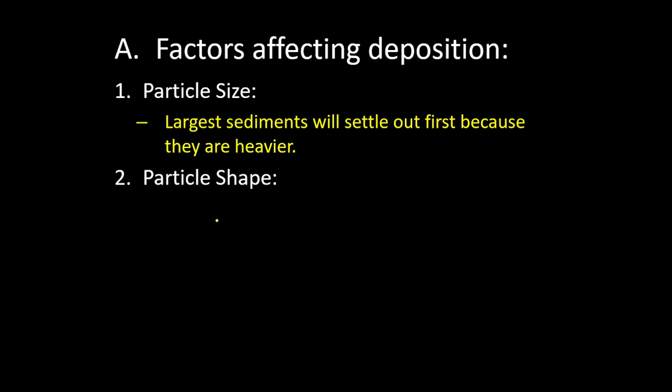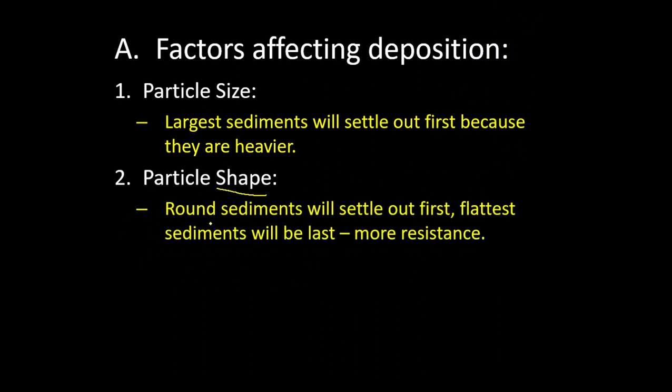Okay. The second thing is going to be the shape of a particle. Now, we've all seen this before. How many of you have ever dropped a sheet of paper onto the floor? As it falls off your desk, does the paper go right down to the floor? No, it kind of flutters and moves back and forth, kind of like this, before it hits the ground. Now, if you take that piece of paper, crumple it up into a ball, and now drop it, it's going to go whoosh, shoot right down to the bottom. So round sediments are going to settle out first. The flattest sediments will be last because they encounter more resistance. The faster they settle, the rounder they are going to be.